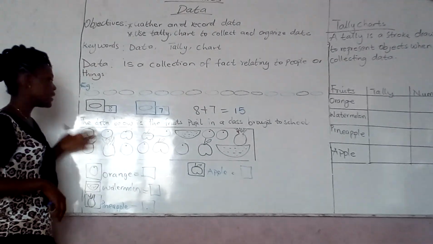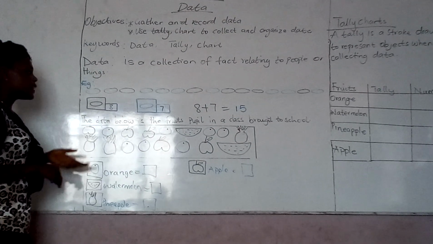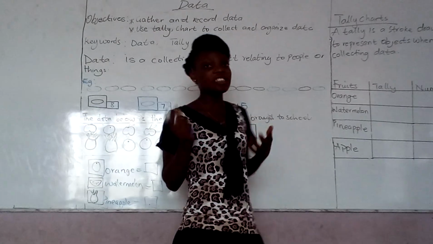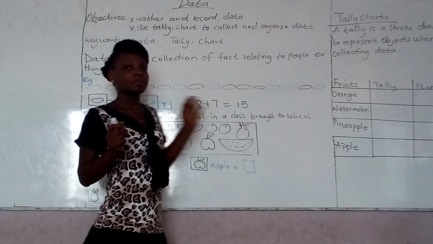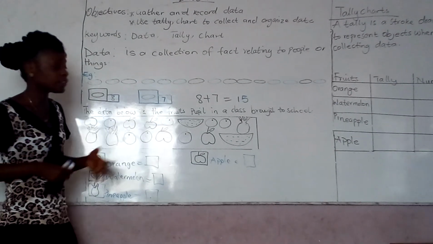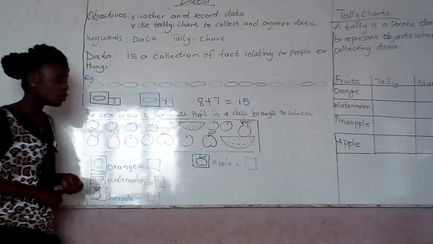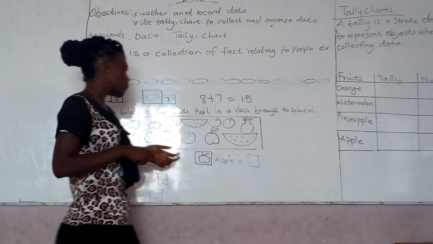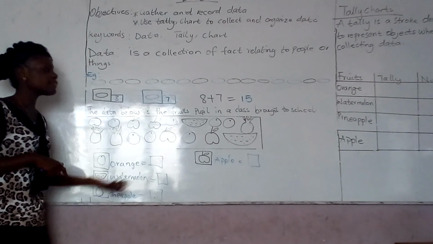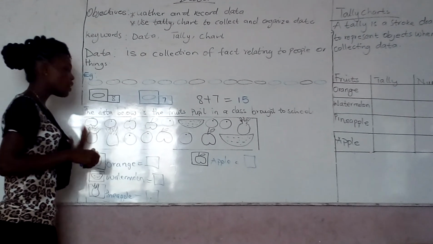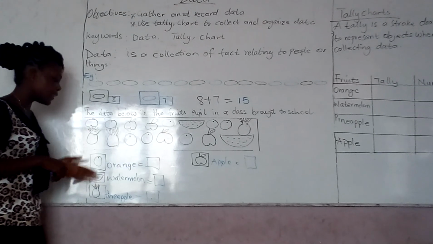Now let's go to the next example. The data below is the fruit the pupils in the class brought to school. Each child brought a fruit. So these are the fruits that were brought. We have apple, we have orange, and more. So we are going to count the oranges and then write the number.